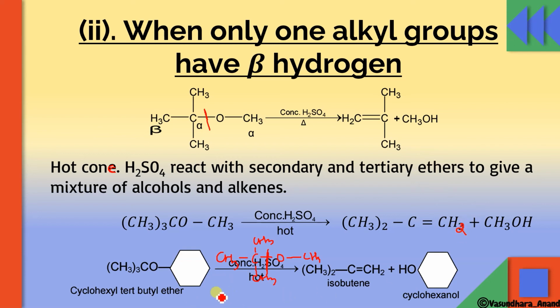Okay. Now in this case, again the same thing. So this is tertiary and this one is cyclohexyl. So this bond is going to break in that case, and it will give you the alcohol cyclohexanol, and it will give you isobutene, the same structure as above. Got it? So just keep in mind that if it is having secondary and tertiary, then the bond which leads to formation of the tertiary carbocation will break.